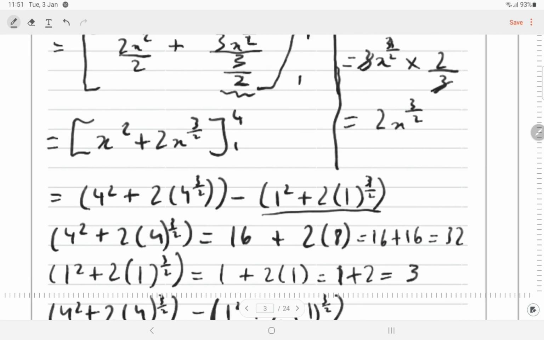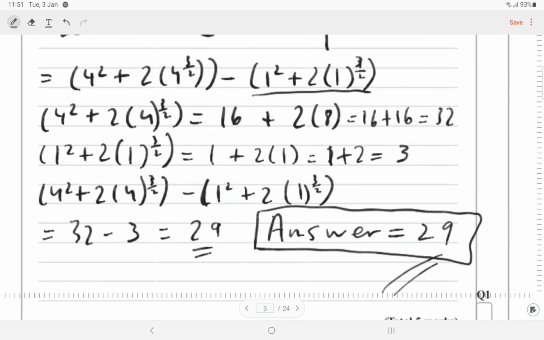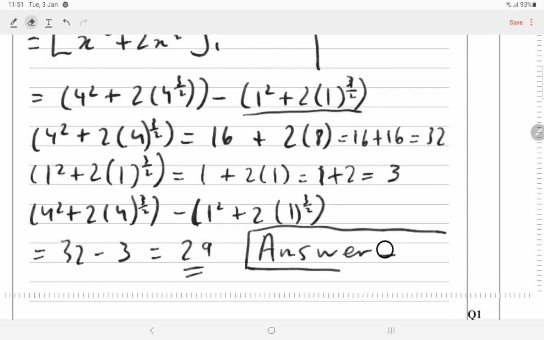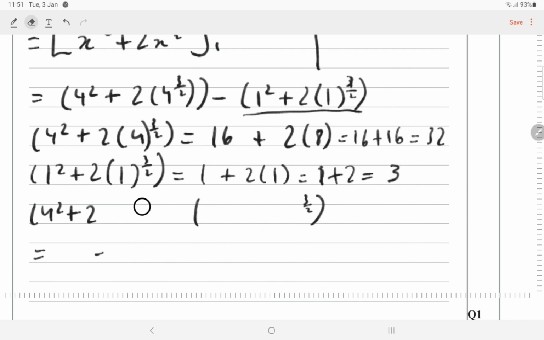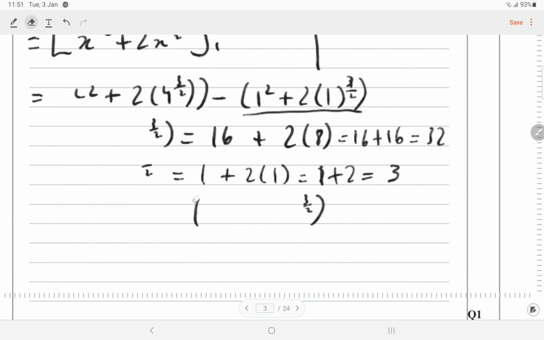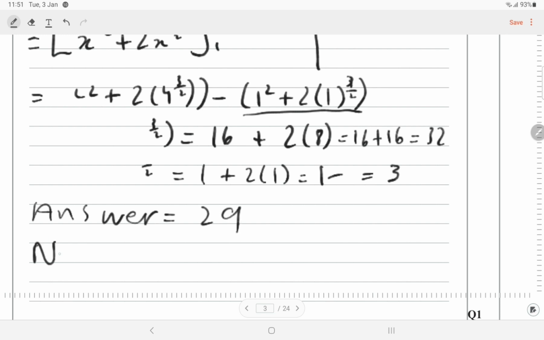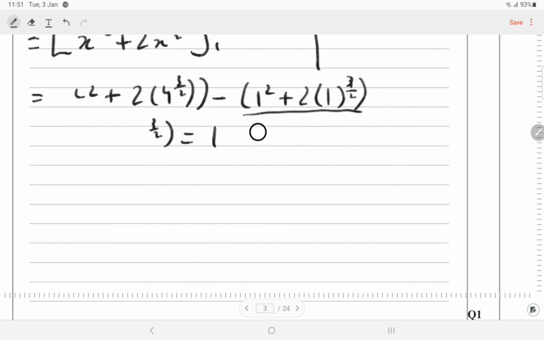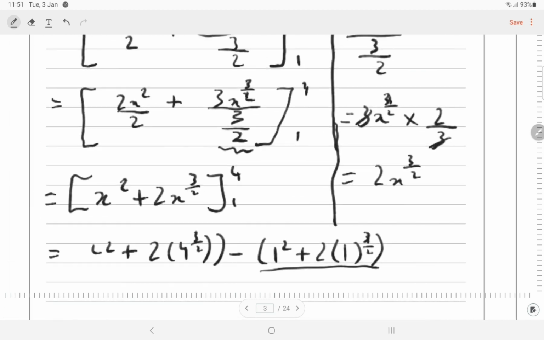So if you can't see that, let me show that to you here. So the answer is 29, not 29 plus c. Let me make it clear. The answer is 29. The answer is not 29 plus c. That is incorrect. The answer is just 29. And let me show you why the c cancels out, even though when we integrate, we often get c values.